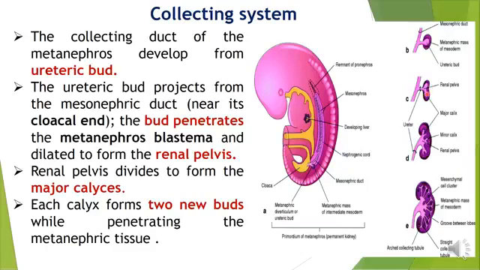A renal pelvis divides to form the major calyx. Each calyx forms two new buds while penetrating the metanephric tissue. You can see the bud penetrating to form the renal pelvis. The renal pelvis divides to form the major calyx. The major calyx also divides, forming two new buds while penetrating the metanephric tissue.